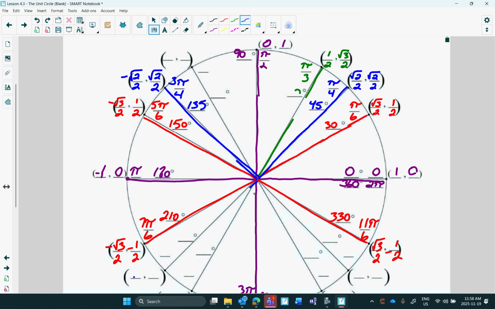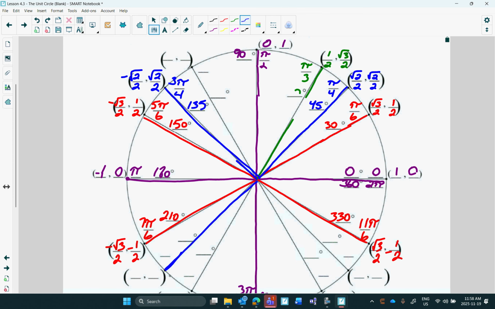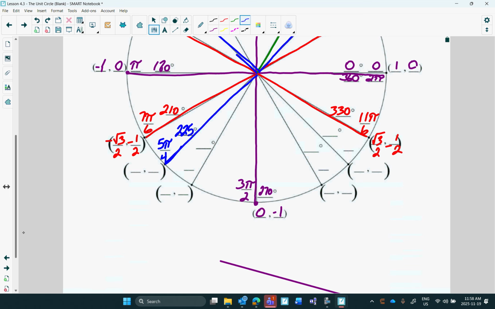This one. Well, if this is 180 and this is 45, what's this angle all the way to here? 225. How many pi over 4s do you think it is? 5 pi over 4. And it's the root 2 over 2's, but both of them are negative.